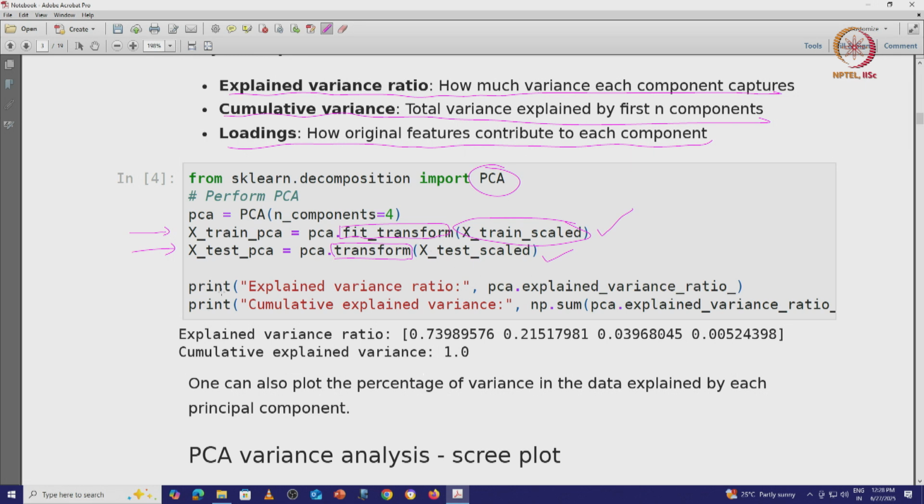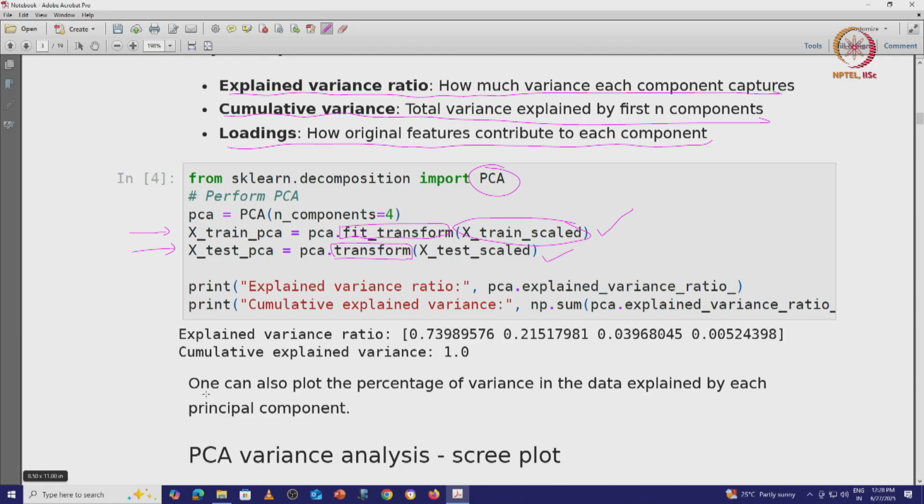And I'm also plotting here the explained variance ratio as well as the cumulative explained variance. So this is the explained variance ratio, and the cumulative explained variance is close to 1, right, because there are only 4 features. There can be only 4 principal components, and obviously if there are only 4, then if you take the total of all of them, it will have to add up to 1.